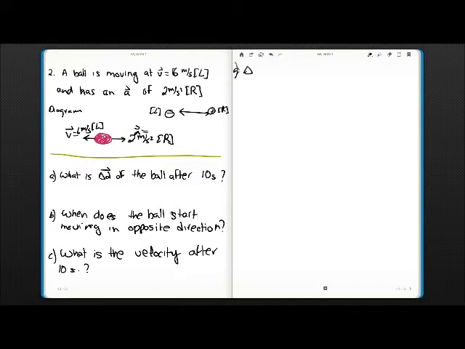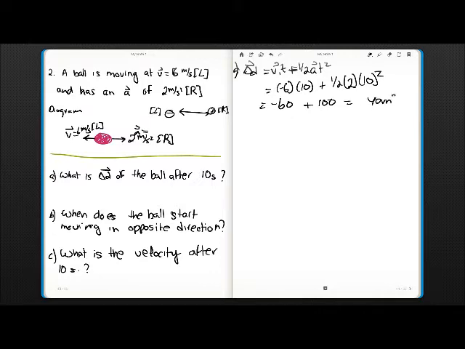To find the displacement, you have to use this equation, plus 1/2 a t squared, and all you have to do is sub in the values. The velocity is minus 6, and the time is 10 seconds, plus 1/2 times the acceleration, 2 meters per second squared to the right, therefore positive, times 10 squared. We're left with minus 60 plus 100, meaning it equals 40 meters to the right.